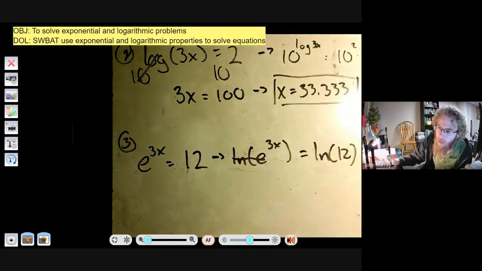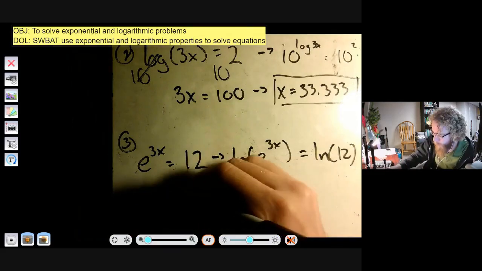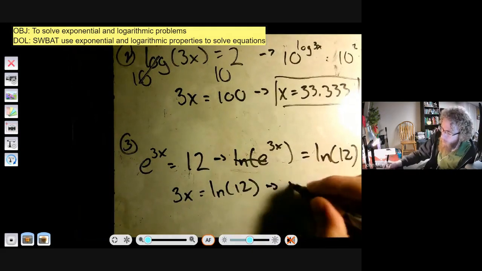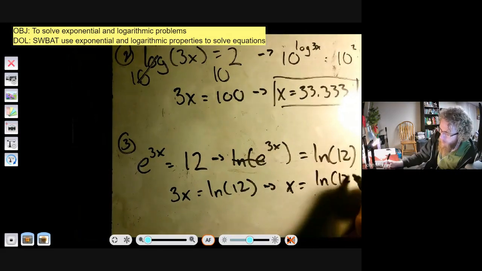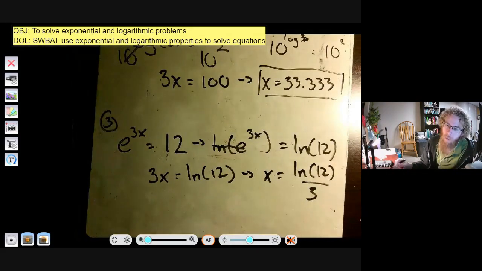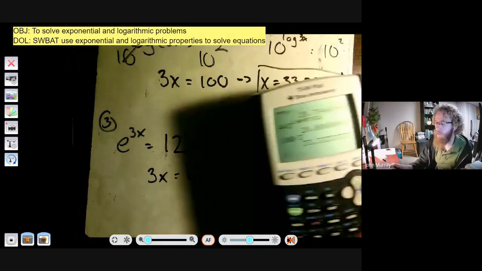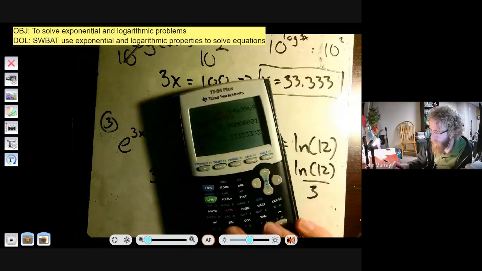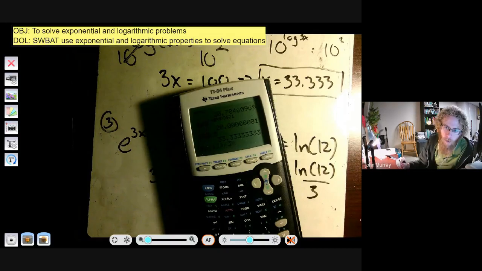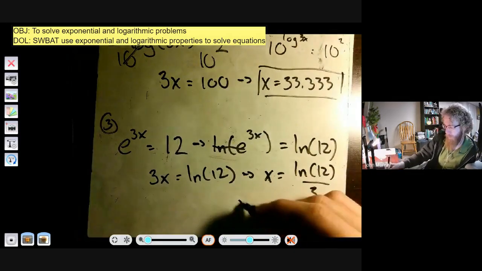And for now, I'm going to leave it as ln of 12. So I have 3x equals the natural log of 12. And then we divide both sides by 3. So our exact answer is the natural log of 12 over 3. But to round that, obviously we have to type it in. So the natural log of 12 divided by 3. Again, make sure you close your parentheses if you're using a calculator. And that's going to be 0.828.